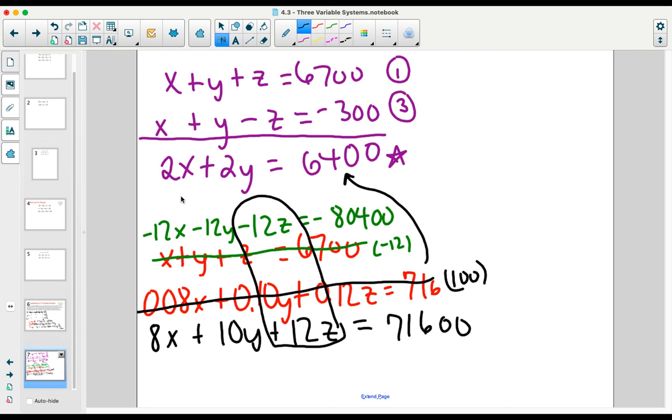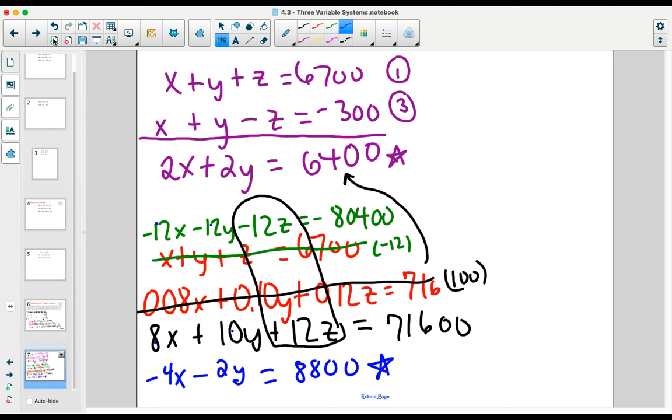So if I multiply by 12 and 100, that wipes out all the decimals and makes it a little bit easier to do the adding. Let's add down on these two. Negative 12x and 8x is negative 4x. Negative 12y and 10y is negative 2y. These make 0. Negative 80,400 plus 71,600 is 8,800. And this will be the second equation of my new system.